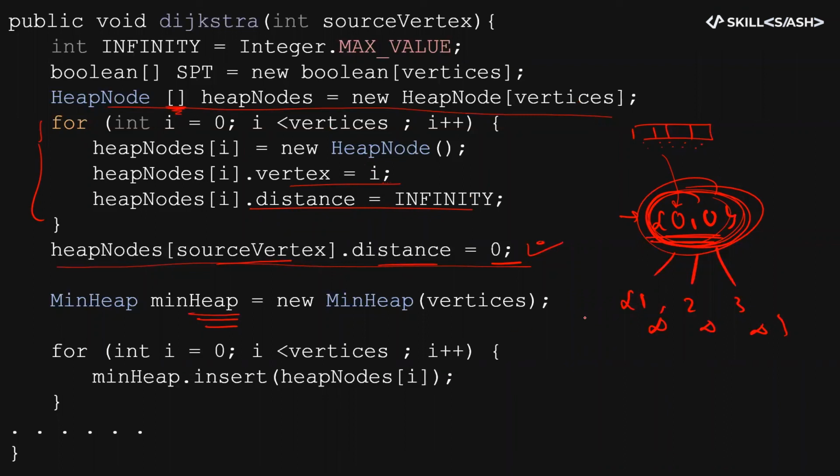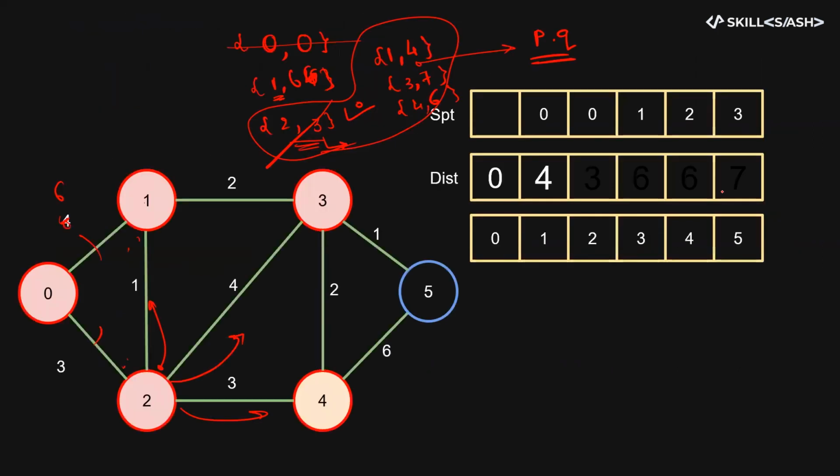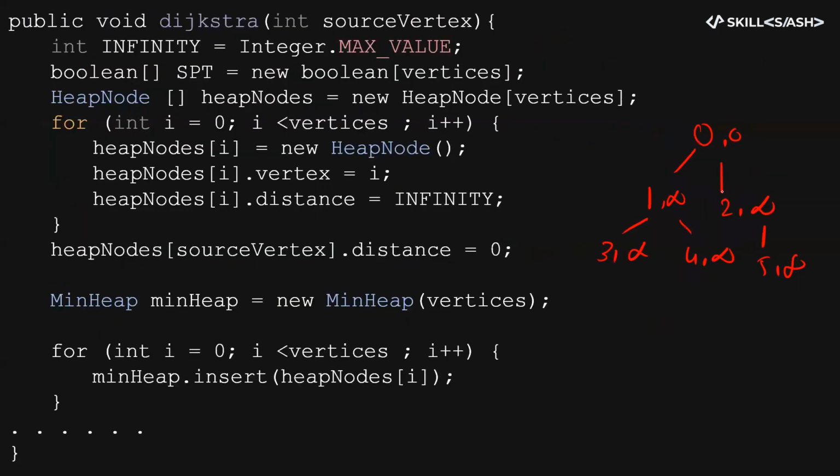If you see something like this, let's say heap nodes I have created like this: 1 with infinite, 0 with 0, 2 with infinite, then 3 with infinite, then 4 with infinite, and then another child, 5 with infinite. Now 0's children in the graph are 1 and 2. Once I update the distance of this, how can I directly go to this node rather than iterating over the heap? How can I directly go into that and update it?